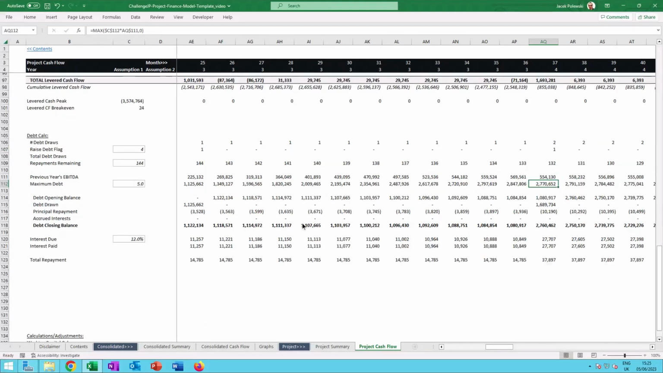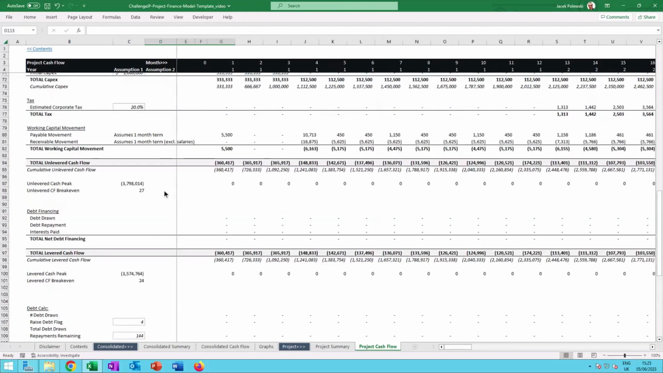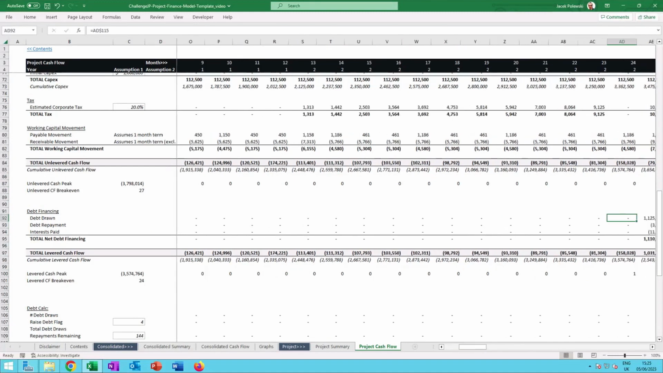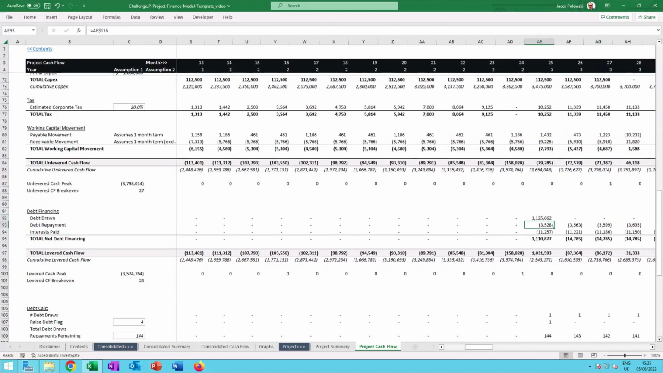Now, with this calculation, we can scroll back to our cash flow model here, and all I did here is link the output of the debt calculation below. So you can see that I can now add to my unlevered cash flow the debt draw, the debt repayment, and the interest paid. Okay, so that gives me my net debt financing. And then if I take my unlevered cash flows and add the net debt financing to that, that's the levered cash flow that I will receive.